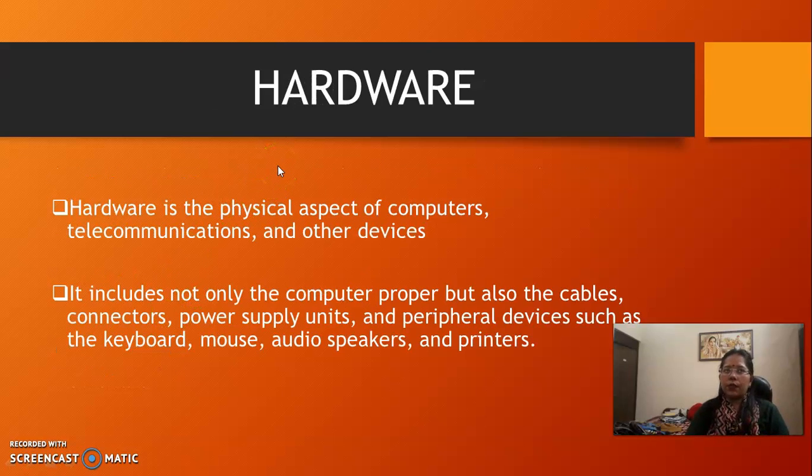Hardware represents the physical and tangible components of the computer. So hardware is the physical aspect of computers, telecommunication and other devices. Internal hardware devices include motherboards, hard drives and RAM, whereas external hardware devices include monitors, keyboards, printers, etc. So, input and output devices, CPU, and secondary storage devices are examples of hardware.